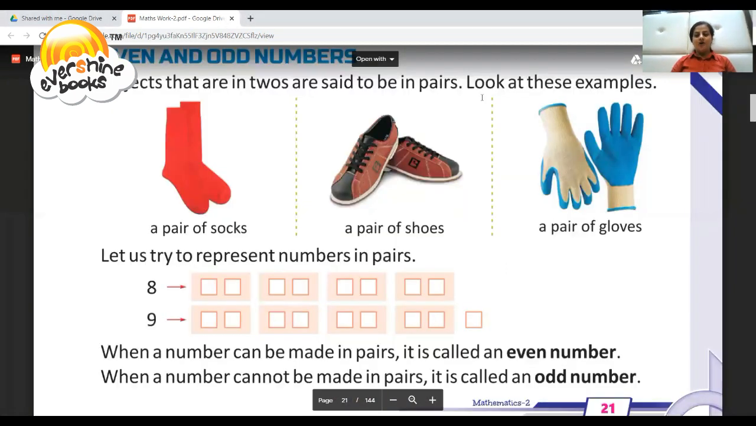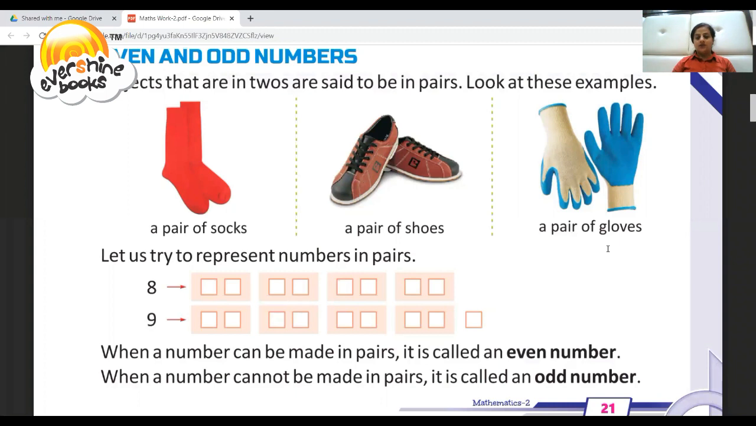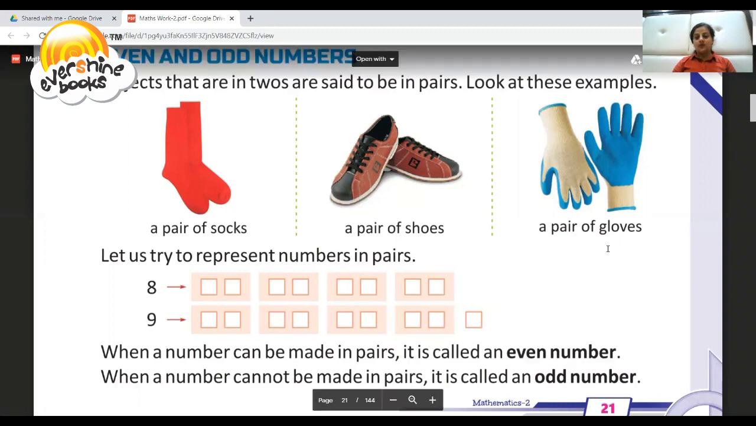So now we have done skip counting also. Now we are going to do even numbers and odd numbers. Objects that are two in number are said to be in pairs. So let's see what this is. This is a pair of socks, a pair of shoes, a pair of gloves. They are two in number, that is called a pair.